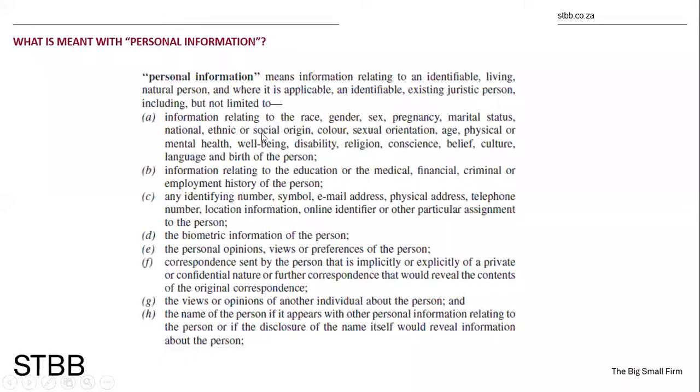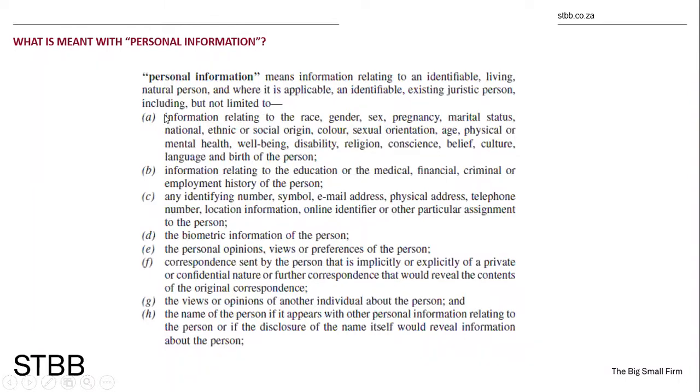So I think everybody should understand what the definition of personal information entails in terms of the POPI Act. It is defined, and this definition has now been enacted. So when we talk about clients' personal information and the privacy of that information and the processing of that information, this is really what is meant with personal information. It means information relating to an identifiable living natural person and an identifiable existing juristic person, but not limited to.